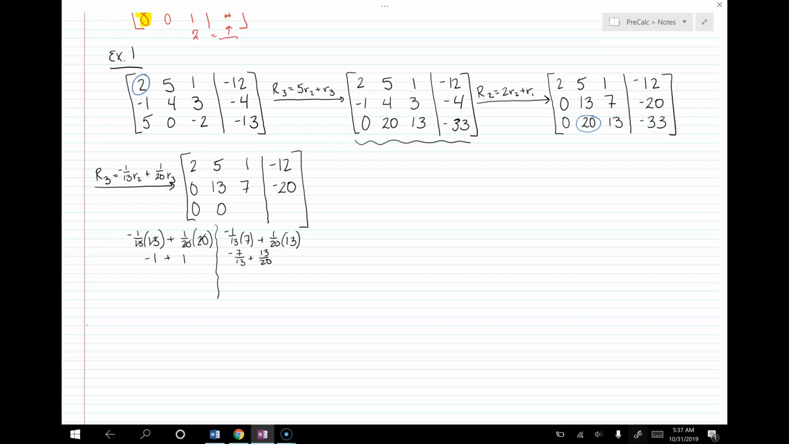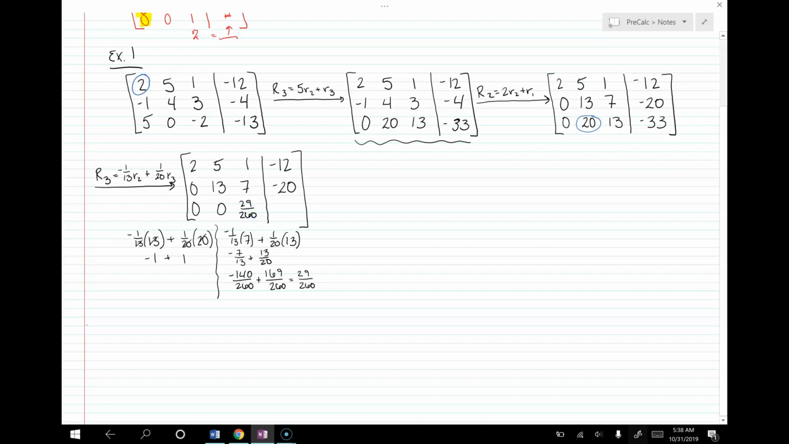Okay, so then I need to multiply the left fraction by 20. So I get negative 140 over 260. I need to multiply the right fraction by 13. So I get 169 over 260. When I add that, I get 29 over 260. Ugly? Yeah, totally. Okay, so let's write that in here, because that's now our third element.